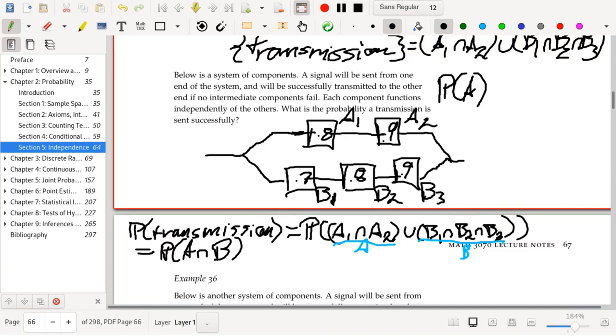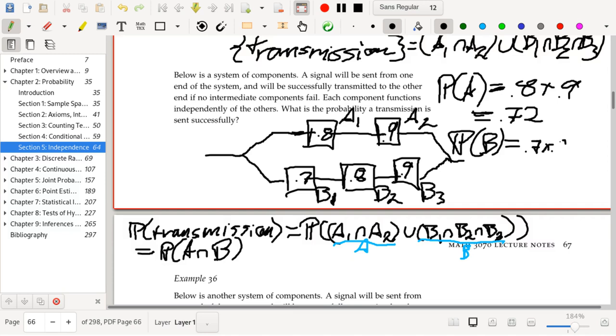So the probability of A, because of independence, is equal to 0.8 times 0.9, which is the probability of A1 times the probability of A2, which is going to be 0.72. The probability of B, because of mutual independence, is going to be the probability of B1 times the probability of B2 times the probability of B3, which is going to be 0.7 times 0.8 times 0.9, which is equal to 0.504.